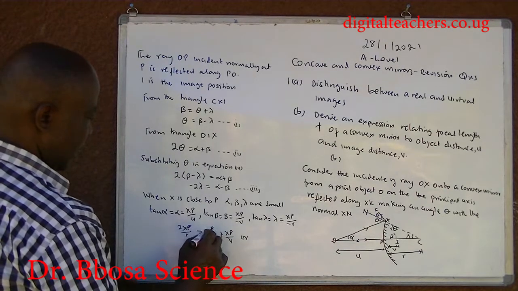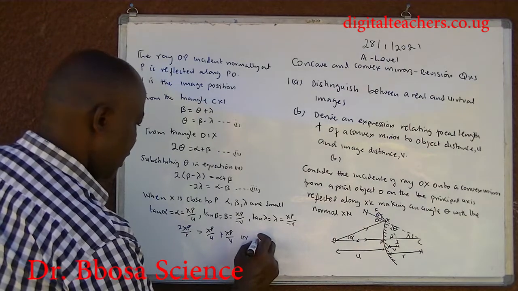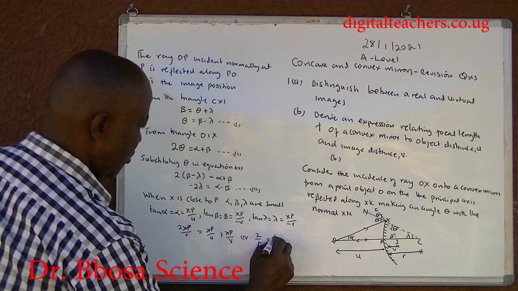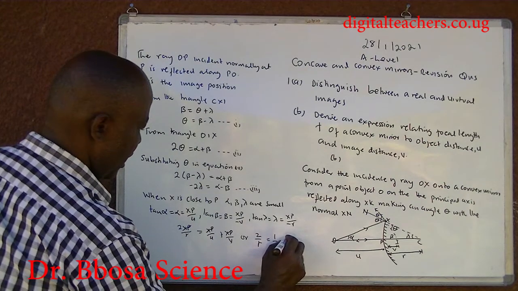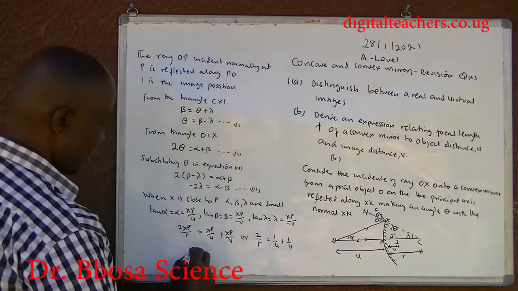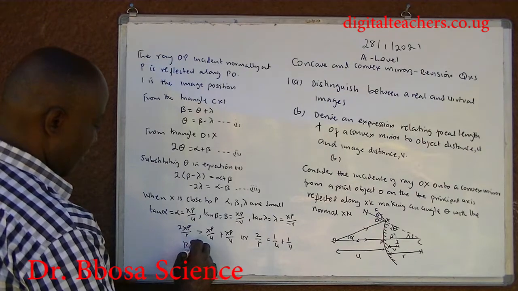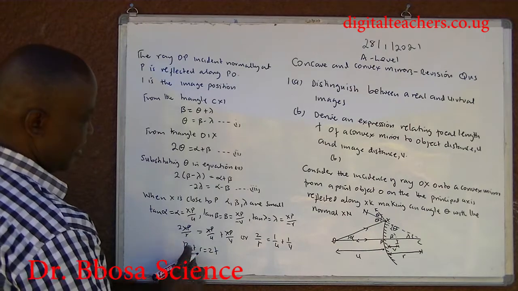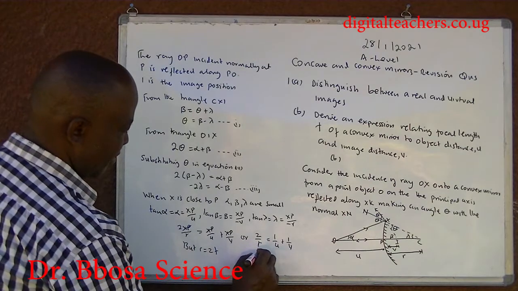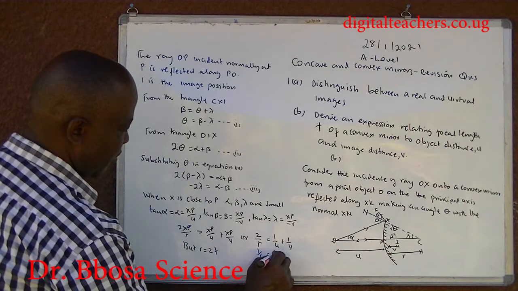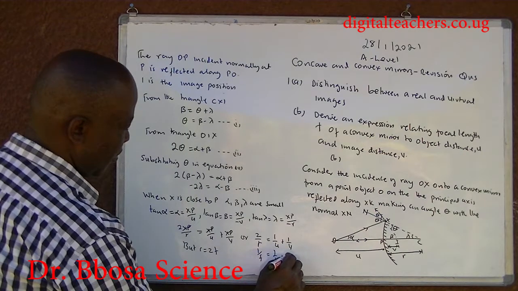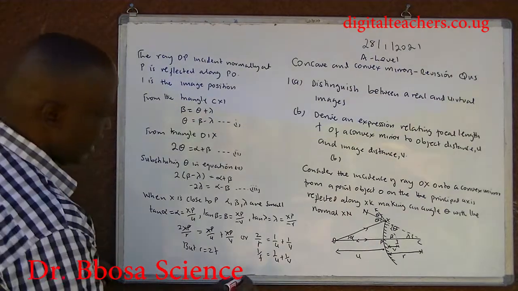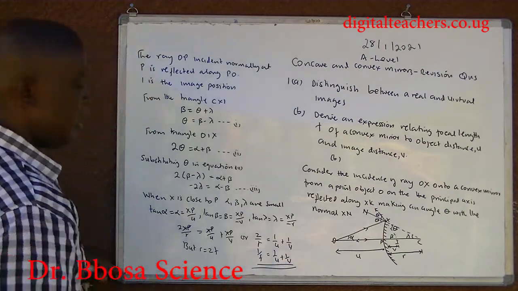Canceling xp, this is the same as 2 over r is equal to 1 over u plus 1 over v. But r is equal to 2f. Substituting, it becomes 1 over f is equal to 1 over u plus 1 over v. And this is the mirror equation.